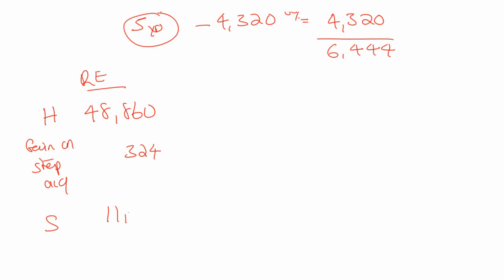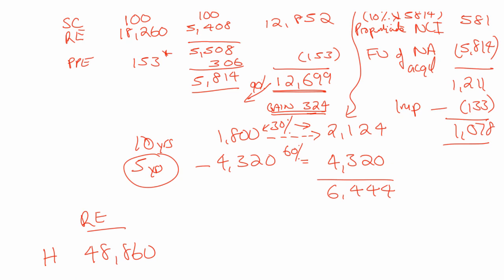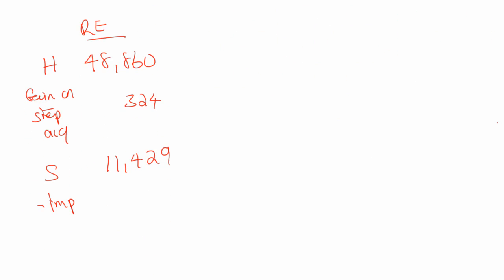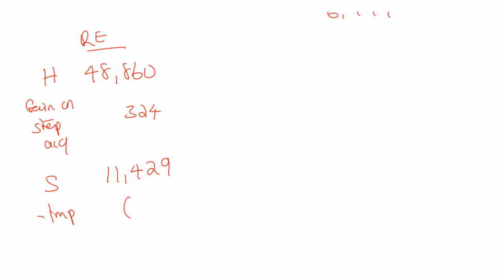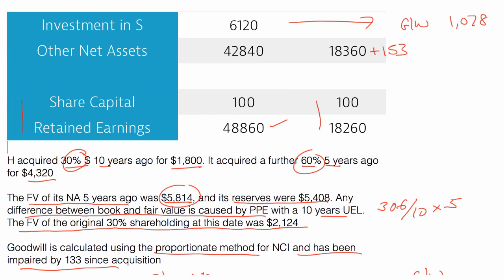Okay, 11,429 minus any impairment. Can you remember impairment when it's proportionate NCI? The impairment all belongs to the group. So I just take off the full, I've forgotten what it was now, 133. Yeah. Take off the full 133, add it down then, and I'll get my retained earnings of 6480, and I can pop that in, 6480 for my retained earnings.